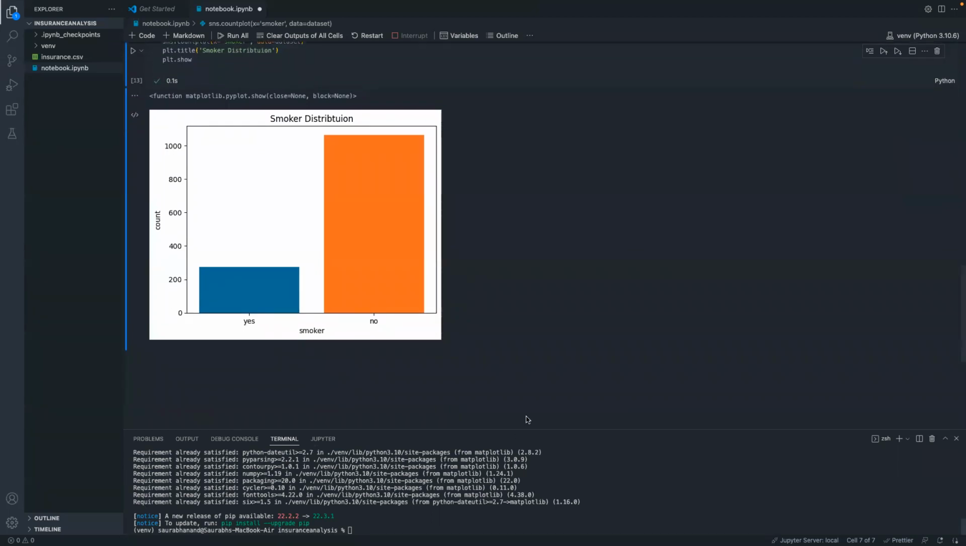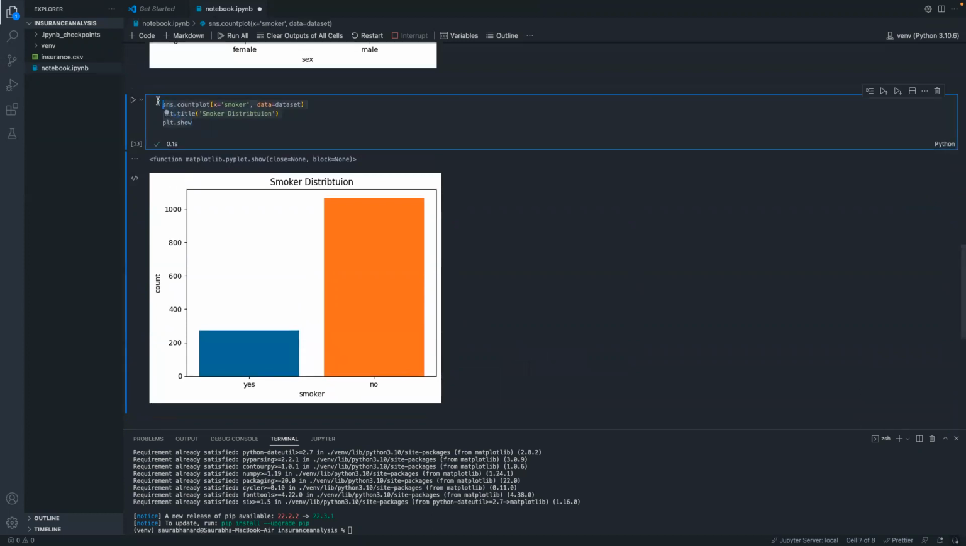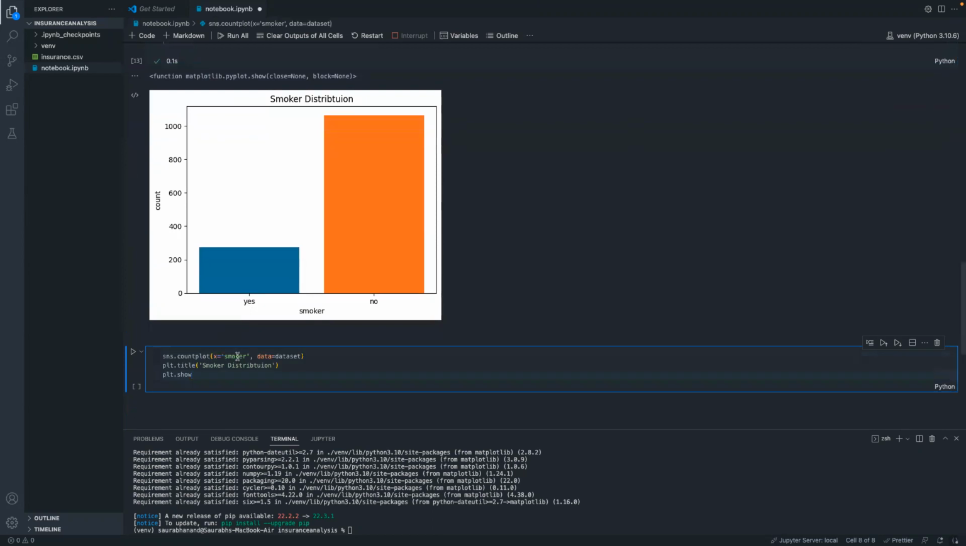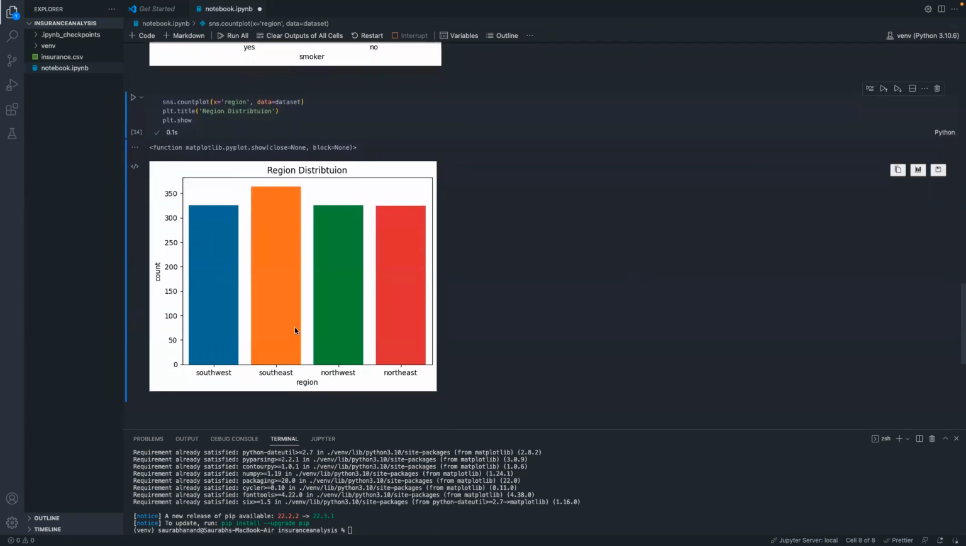Similarly, we can do the same plot for region to see what the distribution of regions is in our data set. So I'm just going to change this to region here, and yeah, region distribution. You can see Southeast carries more weight, the count of Southeast regions is higher in our data set.